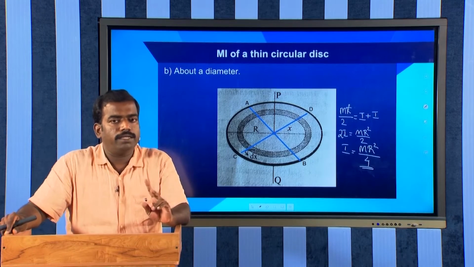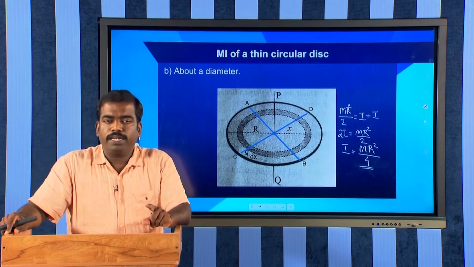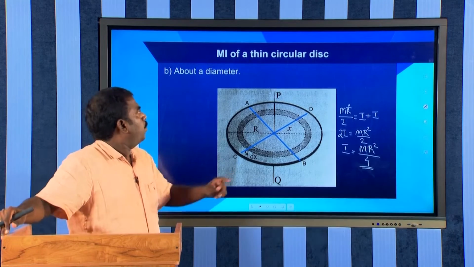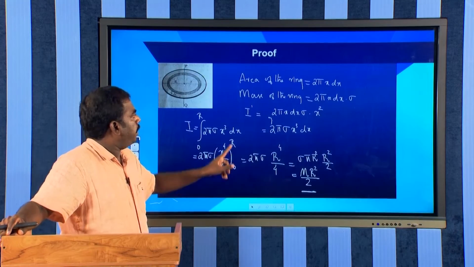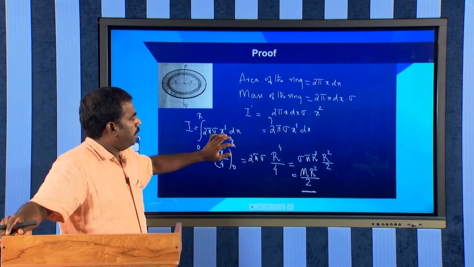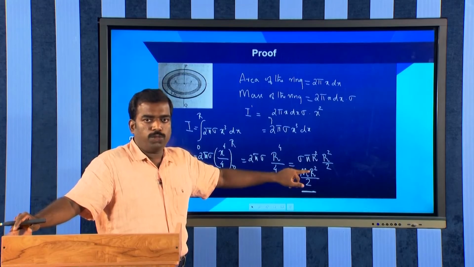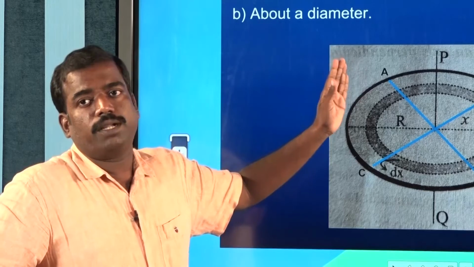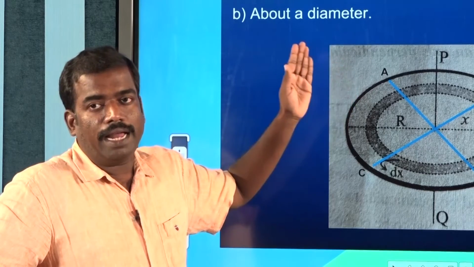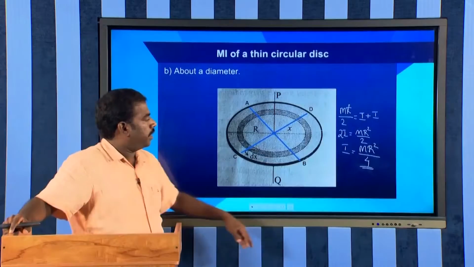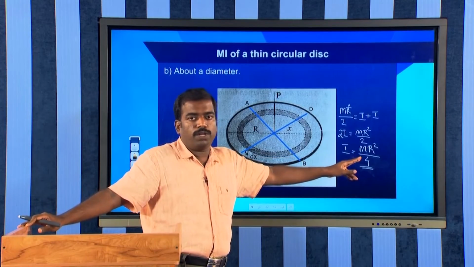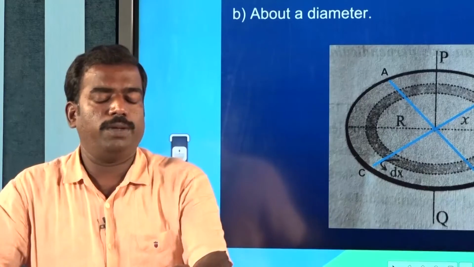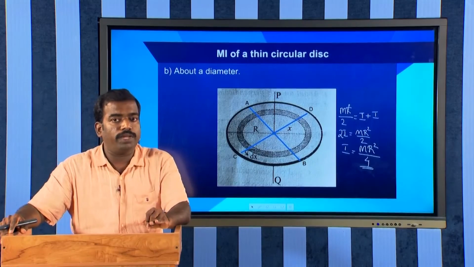Here we learned two formulae. First, the moment of inertia of the disk about an axis passing through its center and perpendicular to its plane is m r square by 2. Also, the moment of inertia of the same circular disk of mass M and radius r about its diameter is m r square by 4. So we learned the moment of inertia of the ring as well as the circular disk. Next, we are going to discuss the moment of inertia of an annular disk.